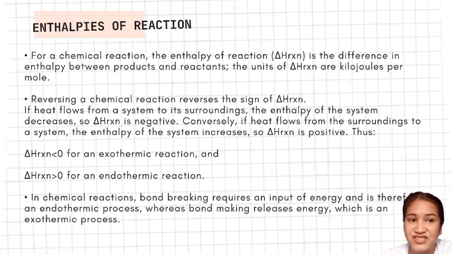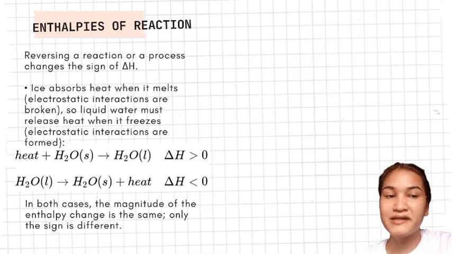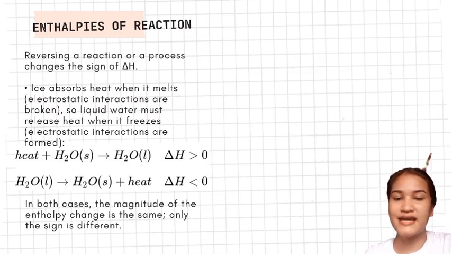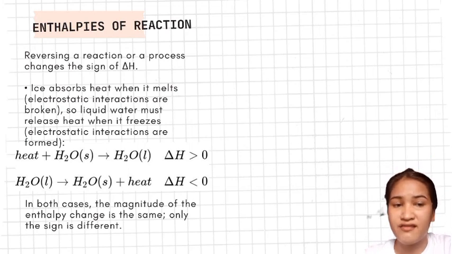The enthalpy of reaction, denoted by delta H rxn, is the difference in enthalpy between products and reactants. Delta H rxn is negative when we have an exothermic reaction and positive when we have an endothermic reaction taking place. When a process or reaction is reversed, the sign of delta H also changes. In the example we have here, we can observe how reversing a reaction affects the sign of delta H.